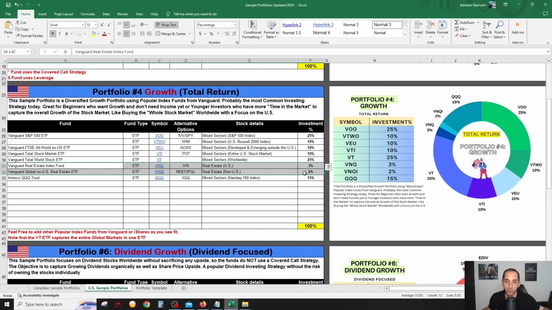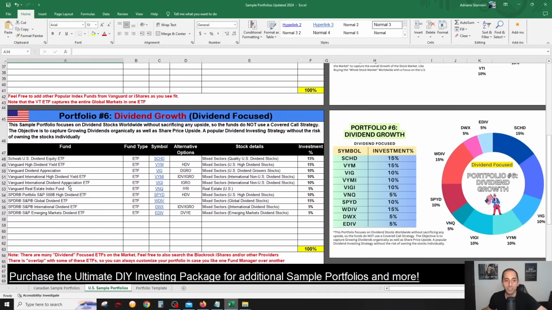I did put a little bit of real estate, 5% total, 3% in VNQ, which is US, and 2% in VNQI, which is real estate outside of the US. But again, this is only if you want real estate. And of course, I did have to put a nice chunk in the NASDAQ index. QQQ, very, very popular. There's many different versions. I have here as an alternative option XQQ. I think that's the BlackRock one, but there's QQQM, I believe, but I just put the classic stuff here. A very classic and easy starter portfolio if you're a growth or total return investor, everyone. Super easy. Moving on to dividend growth.